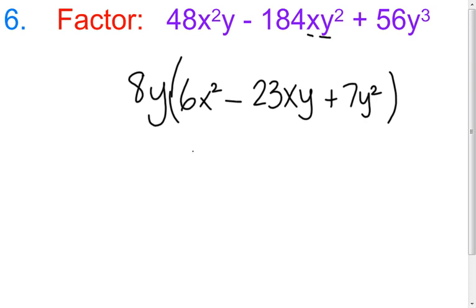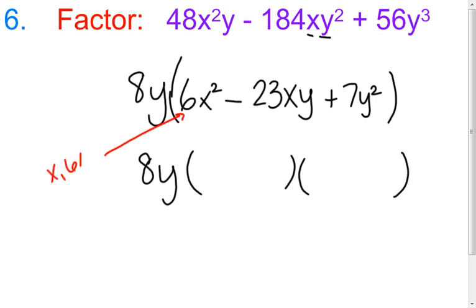And now, of course, you want to try and factor that trinomial there. So I will list my factors of 6x squared. So that could be x and 6x. It could be 2x and 3x. Okay? On the back, to make 7y squared would be 1y and 7y. It's the only way to get 7y squared.